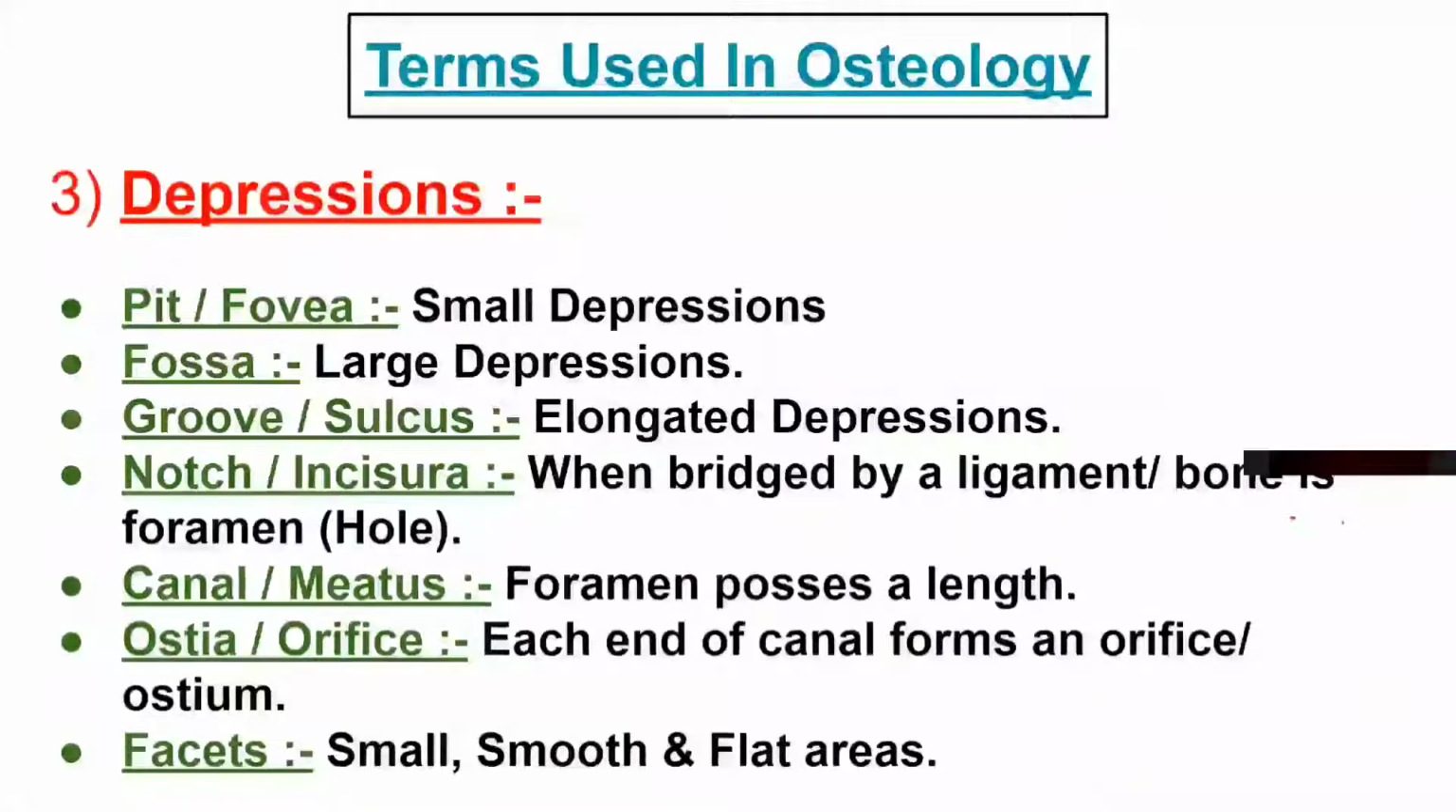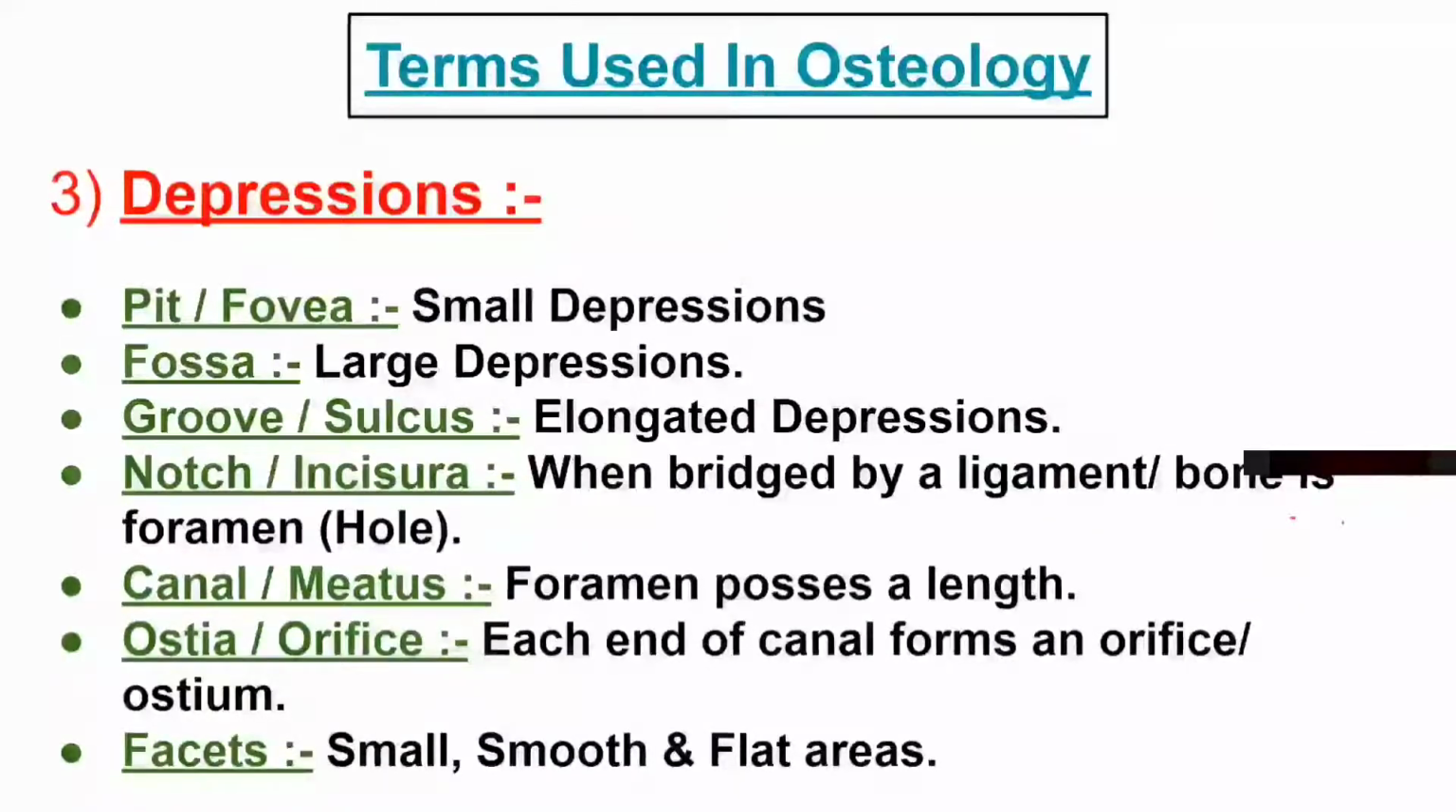Now depressions. Let me show it to you in the femur. So pit or fovea. It is a small depression. This is the head of the femur, but there is a small depression here. Can you see a small depression here? It's going inward. This small depression will be called a pit or fovea. The ligament of the head of the femur is attached here.